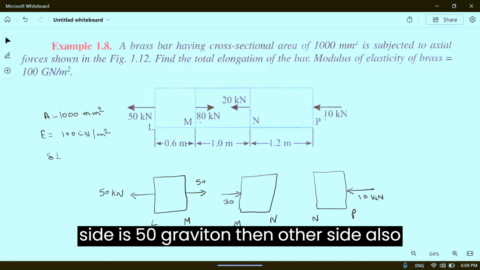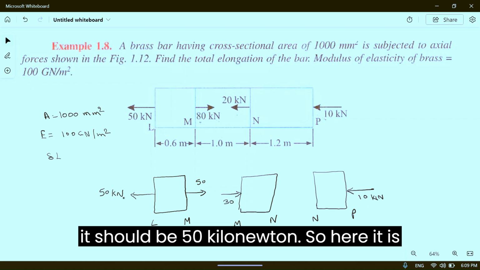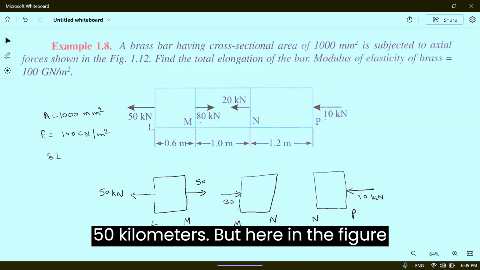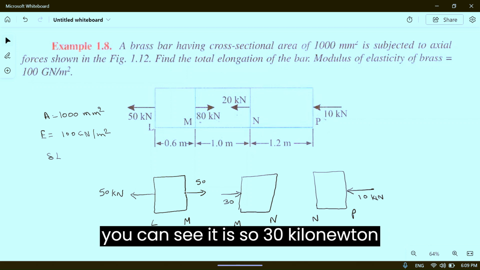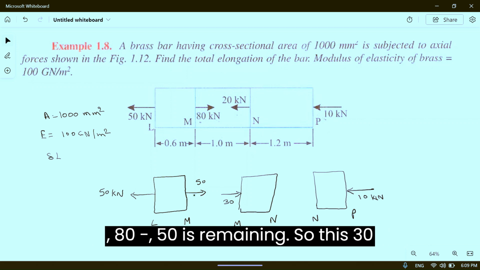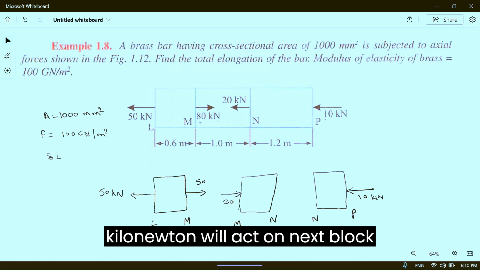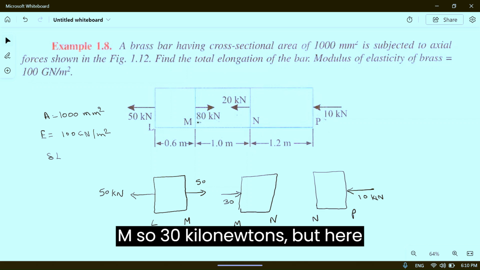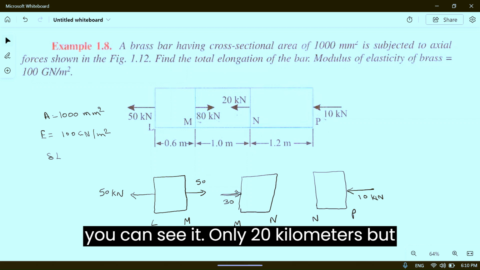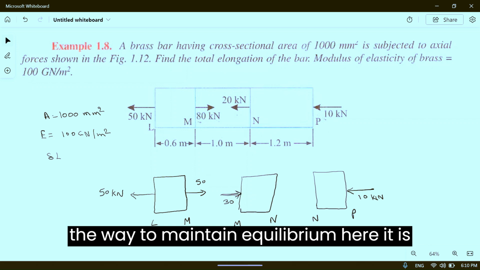you can start from one side, either from left side or right side. So I am starting from left side. It is here 50 kilonewton. So if one side is 50 kilonewton, then other side also it should be 50 kilonewton. So here it is 50 kilonewton, but here in the figure you can see it is 80 kilonewton. So 30 kilonewton, 80 minus 50, is remaining. So this 30 kilonewton will act on next block MN.